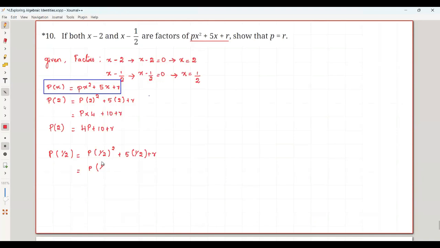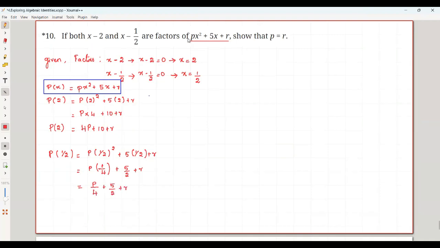1 by 2 the whole square means 1 square is 1, 2 square is 4. Plus 5 into 1 by 2 means we are getting 5 by 2, plus r. Next, just multiply it, so we are getting p by 4 plus 5 by 2 plus r.